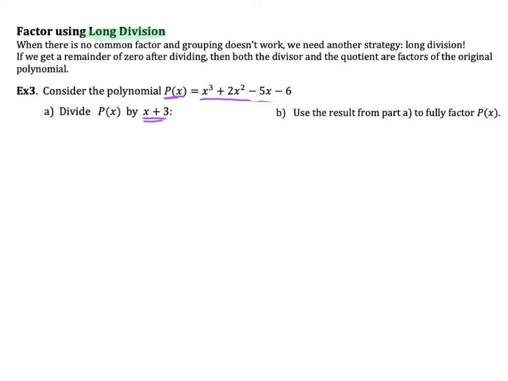And if we told you that it's a factor, then you can do long division. You can say, okay, I'm going to take x cubed plus 2x squared minus 5x minus 6 and divide it by x plus 3. If we tell you it's a factor, that means it divides into it evenly, and you should get a remainder of 0. So now I'm going to do my long division.